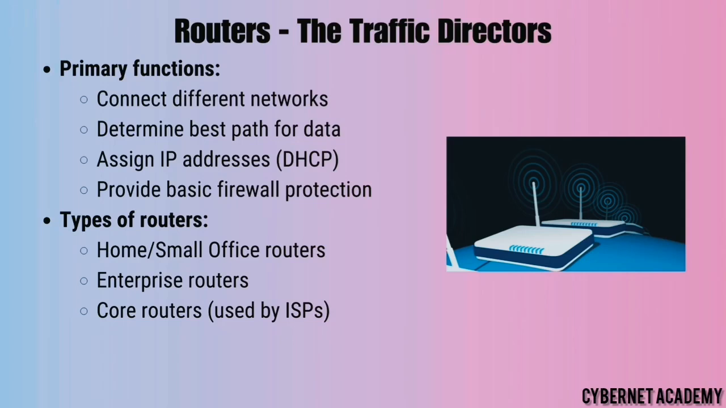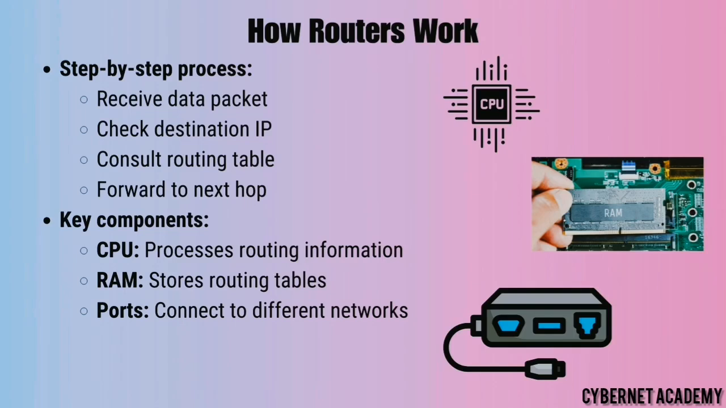So how does a router actually work? Let's break it down. A piece of data arrives at the router. Let's say it's a request to load a web page. The router looks at the destination address, kind of like checking the address on an envelope. It then consults its map, called a routing table, to figure out the best path. Finally, it sends the data on its way to the next stop.